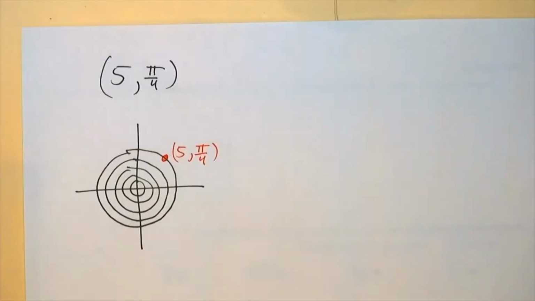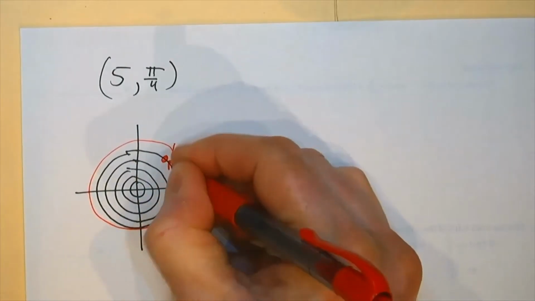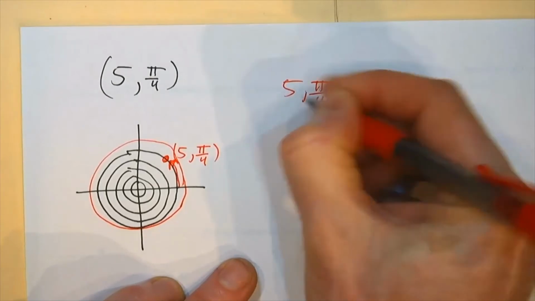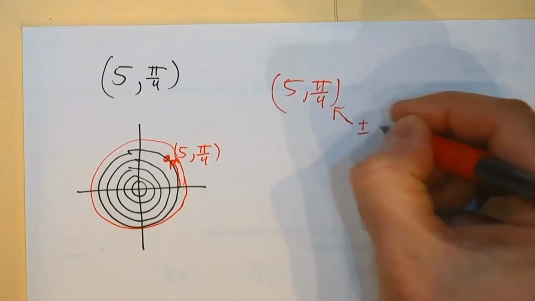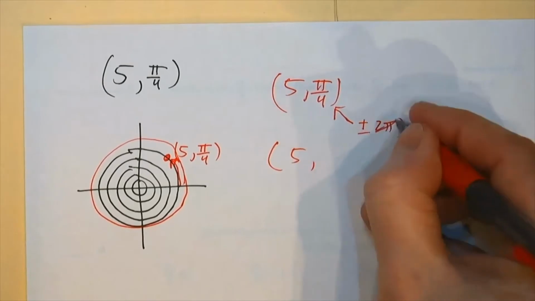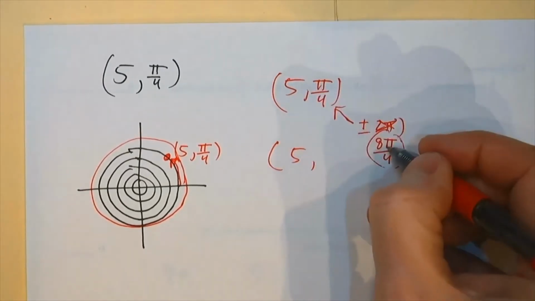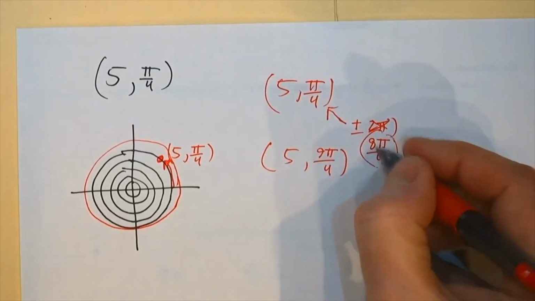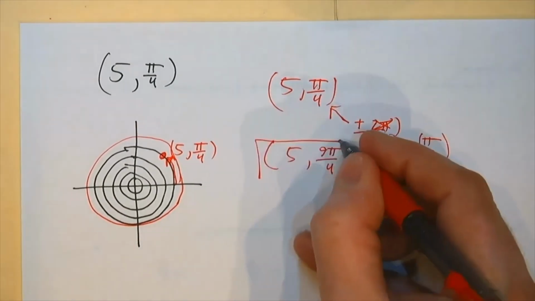Can you name it some other ways? Sure. Instead of just going right there, what if you went all the way around and got there? So, multiple ways to do it. Take your original answer, just add 2 pi to it. If you just take this and add or subtract 2 pi and get there. So if I want to add 2 pi, how about call it 8 pi over 4, because he's got a 4. 8 plus 1 is 9 pi over 4. So this is another way to say it.